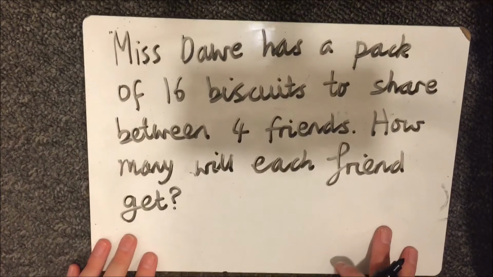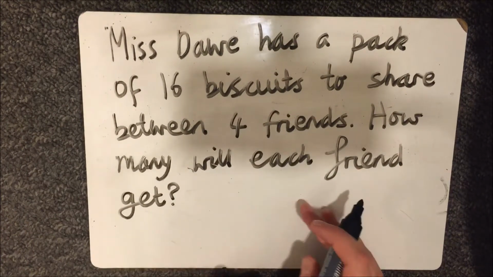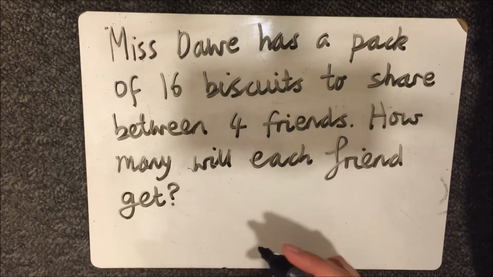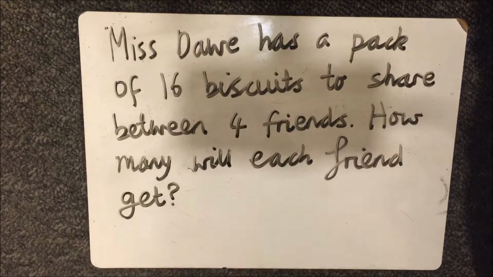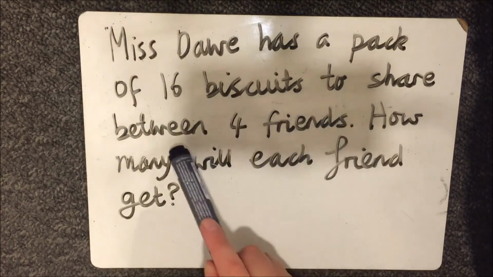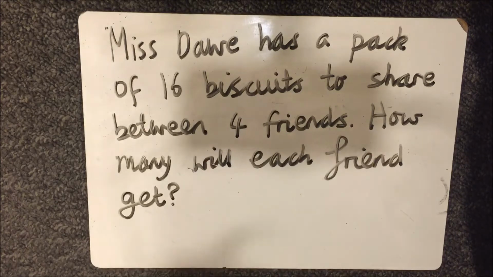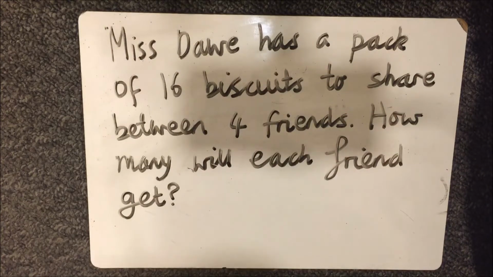doing a word problem. Remember, a word problem, we don't always know what to do. We have to work it out. It's important to know how to do these, as this shows how to do maths in real life. Okay, let's read it together. Miss Dawe has a pack of 16 biscuits to share between 4 friends. Do you see how it's like in real life? How are we going to use division to help Miss Dawe with a real life situation, sharing biscuits?